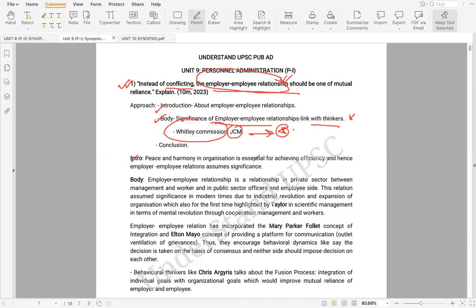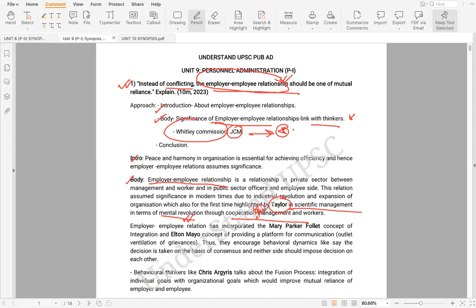Peace and harmony in an organization is essential for achieving efficiency, and hence employer-employee relationships assume significance. In the body, you talk about the employer-employee relationship. What is it? It's a relationship in the private sector between the management and the worker, and in the public sector between the officers and the employees. This relation assumes significance in modern times due to the industrial revolution and expansion of organizations, which for the first time was highlighted by Taylor in the scientific management theory in terms of mental revolution through cooperation between management and workers.